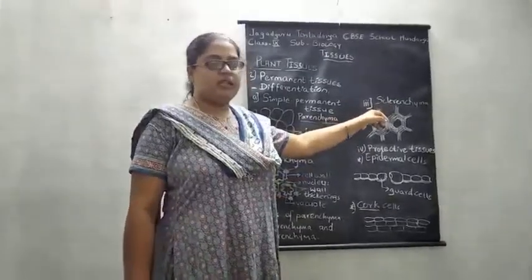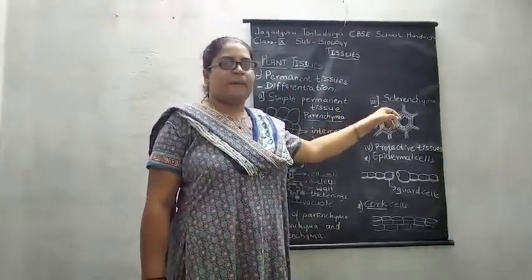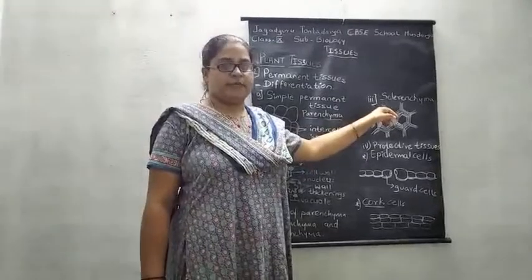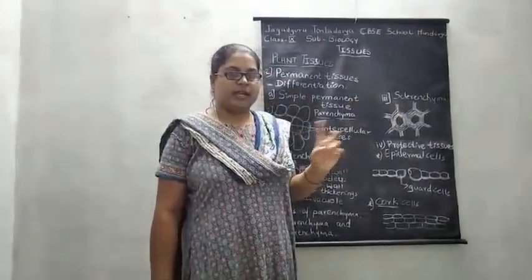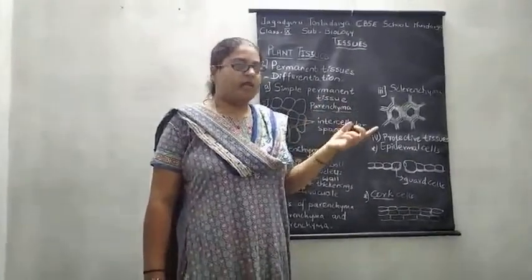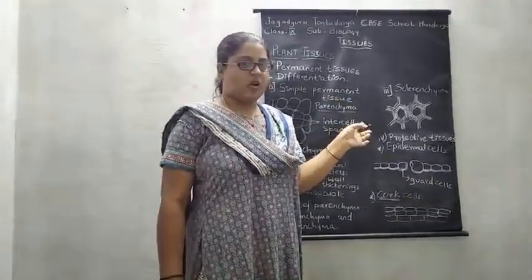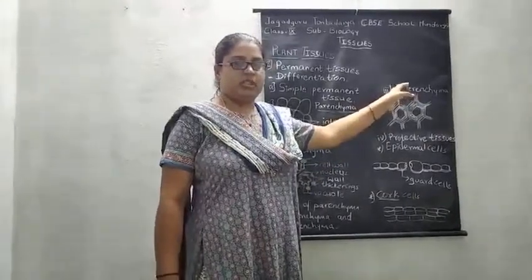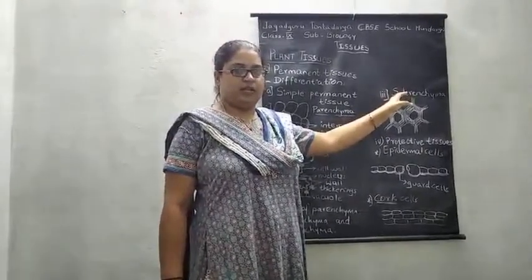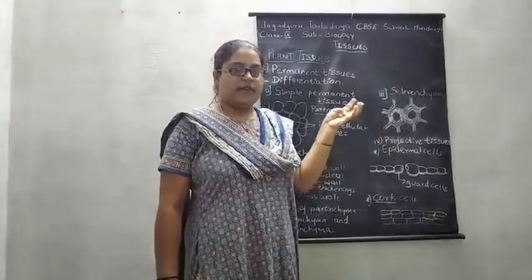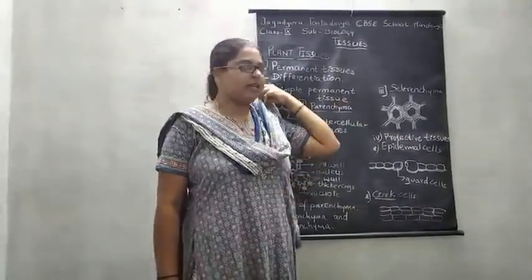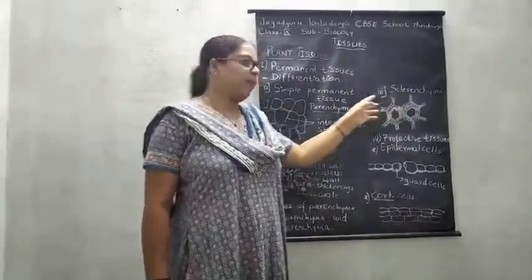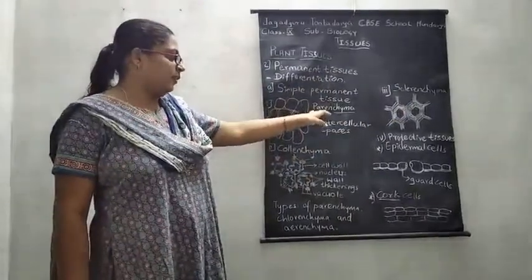And it is mainly present in the hard part of the fruits. Example, in coconut, the outer covering of the coconut, that husk we call, the tissue which is present in it is called sclerenchyma tissue. This is present in the hard part of the plant, fruits and nuts, vascular bundles and veins of the leaf.